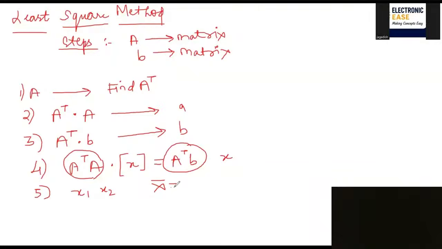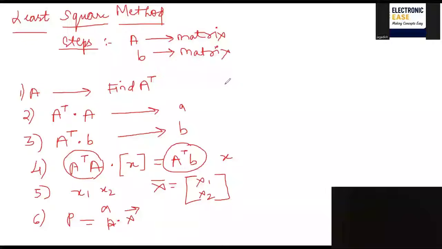So you need to write it column wise. If it is 2, you will be getting x2. After finding this X vector, you need to find the p vector, which will be nothing but the capital A into the X vector. So capital A into X vector you will be doing. So these are the steps involved in least square method. Understood, children?